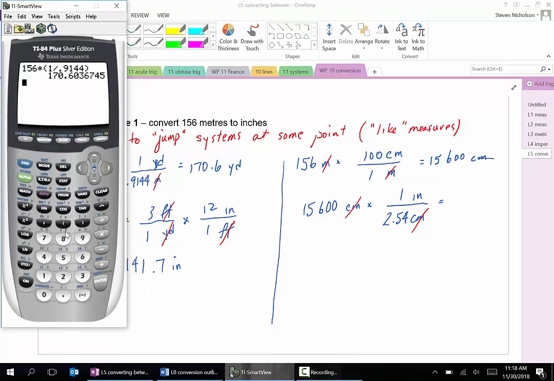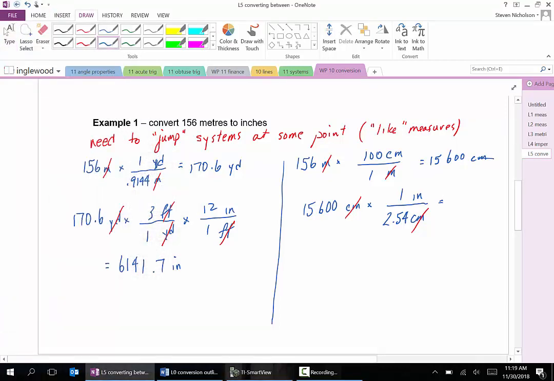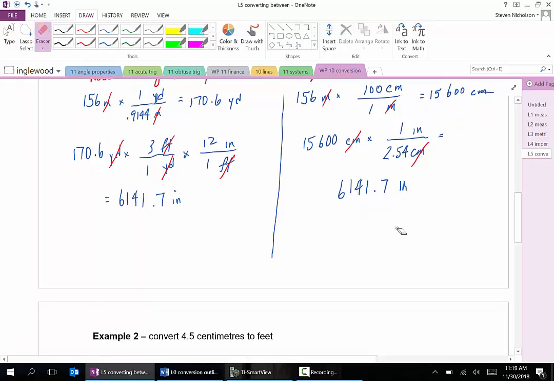And when you multiply 15,600 times bracket 1 divided by 2.54, you get 6,141.7 inches. So we get the exact same answer. So it's up to you to decide, well, which one do you like better? Do you like getting out of the system first, or getting close? That's basically the idea.